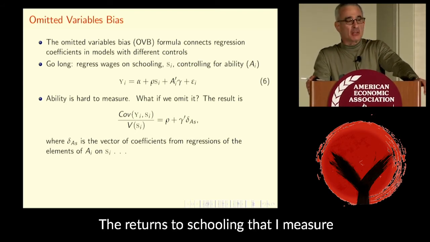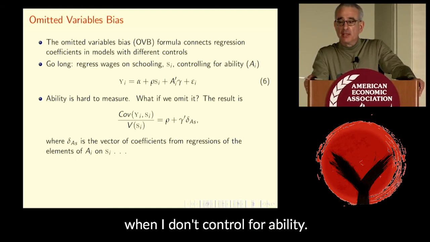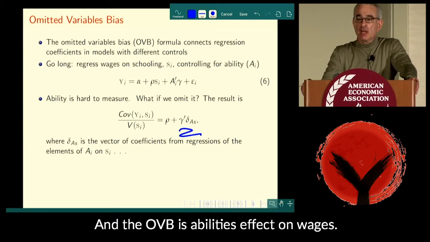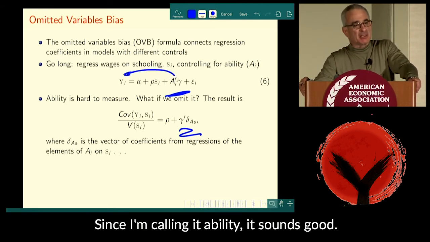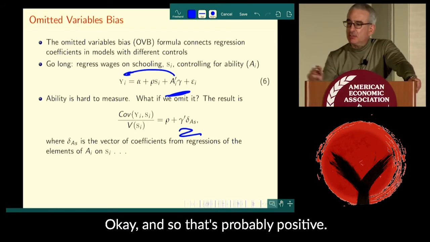The returns to schooling that I measure when I don't control for ability. Well, the difference is the OVB. And the OVB is ability's effect on wages. Since I'm calling it ability, it sounds good. And so that's probably positive.